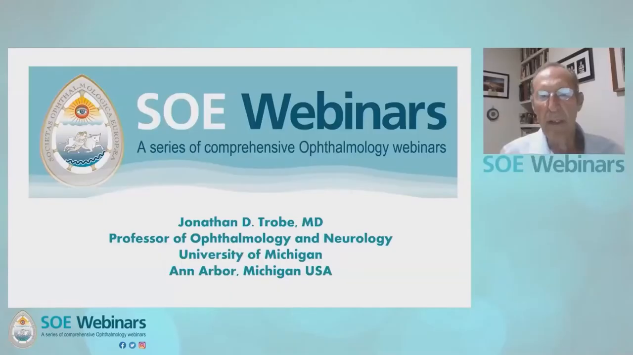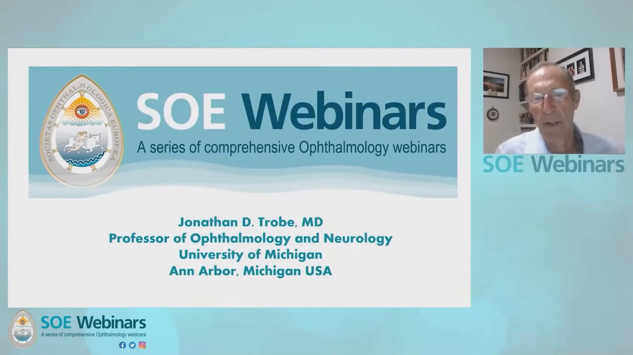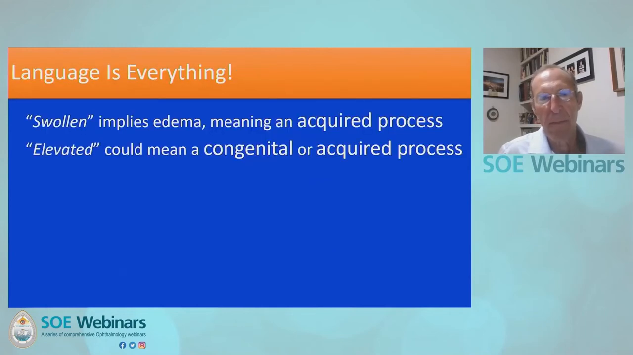Good morning, everyone. This is Jonathan Trobe. I'm speaking to you from Ann Arbor, Michigan, which is in the Midwestern part of the United States. And my topic today is the swollen optic disc. I have formulated this as a dance in five steps, which means that you will have five steps to approach the formulation of the swollen optic disc.